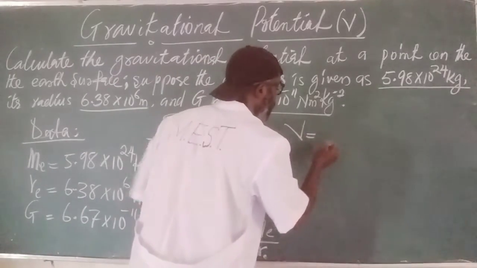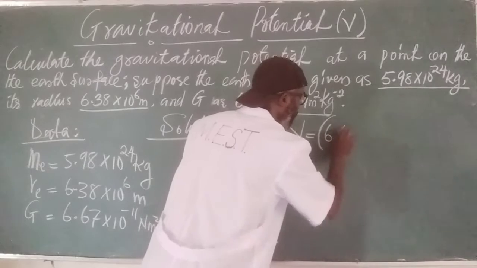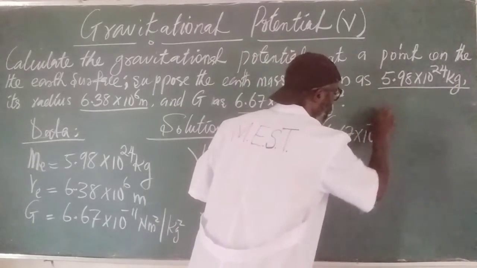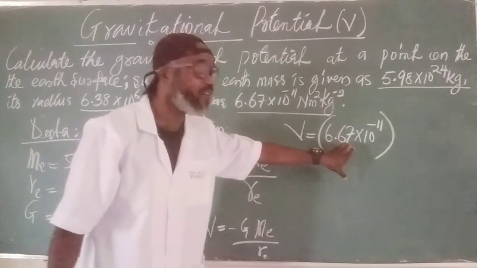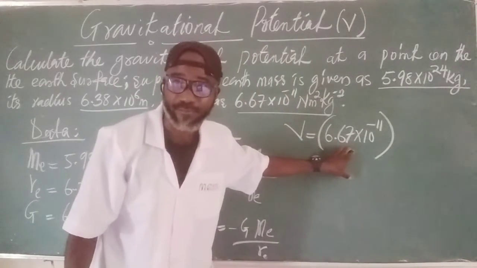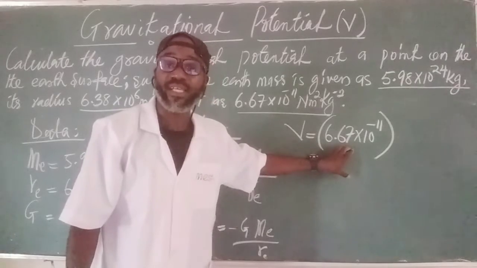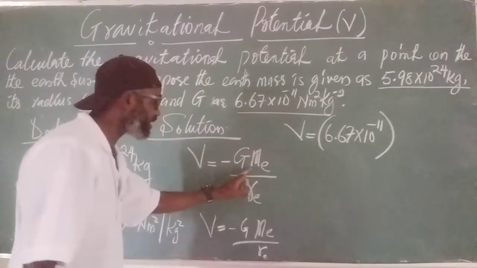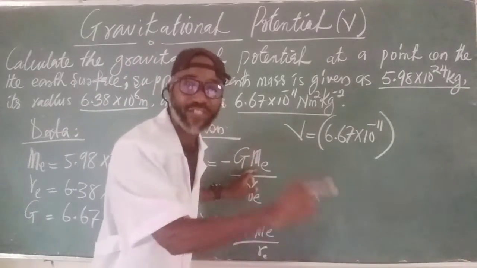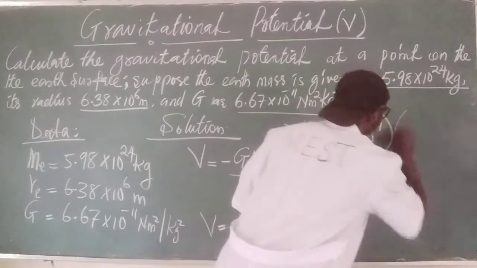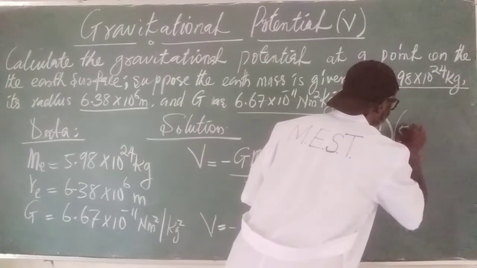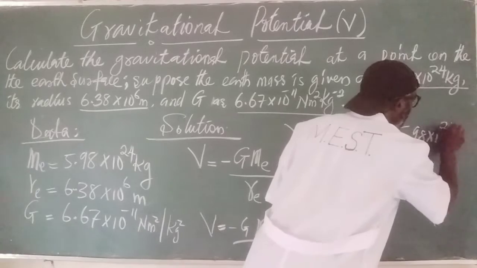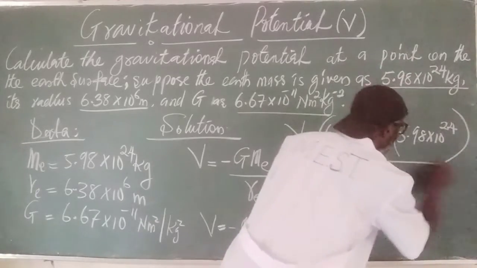V is given as, for G, (6.67 times 10 raised to the power minus 11), bracket close. That's for the universal gravitational constant, so to say. Then the next is M_E, the mass of the Earth, given as (5.98 times 10 raised to the power 24), bracket close, all over.